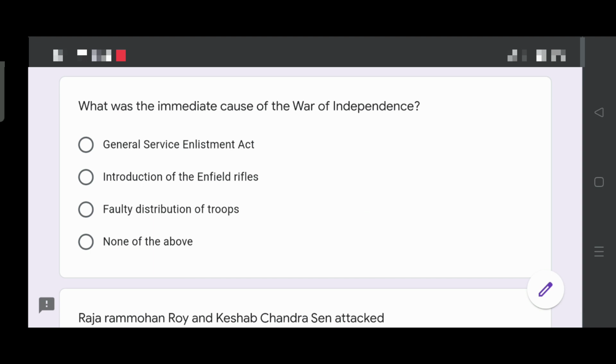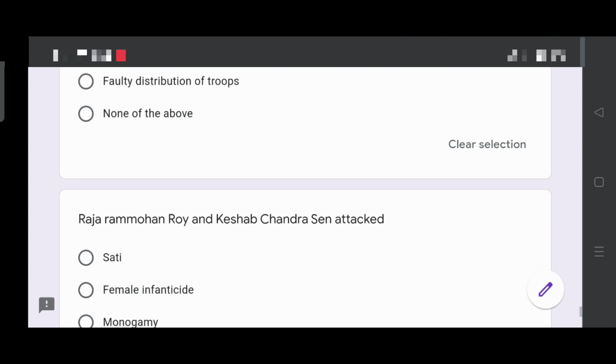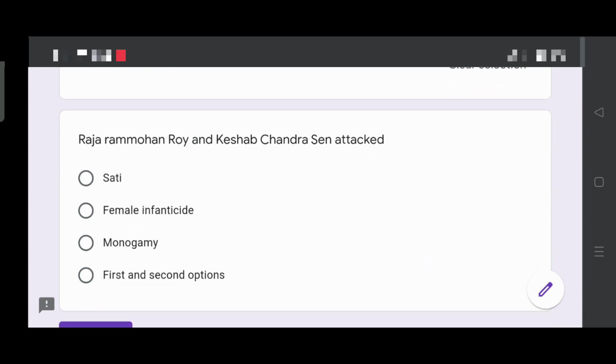What was the immediate cause of the War of Independence? General Service Enlistment Act, introduction of the Enfield rifles, faulty distribution of troops, none of the above. The right answer, introduction of the Enfield rifles. Raja Ram Mohan Roy and Keshav Chandra Sen attacked sati, female infanticide, monogamy, first and second options. The right answer is first and second options.